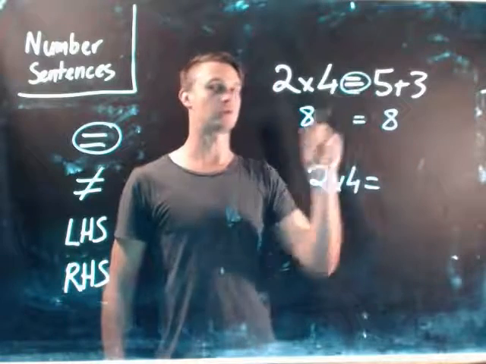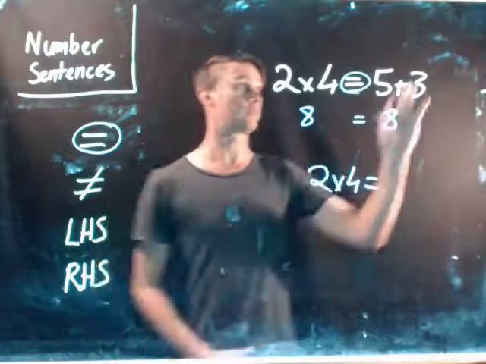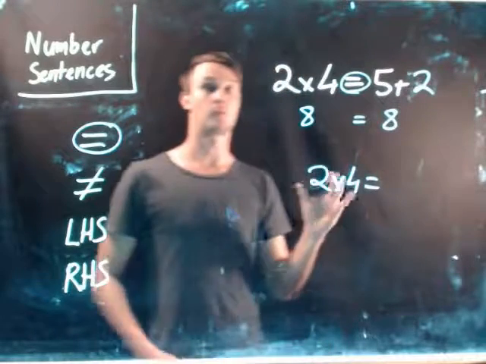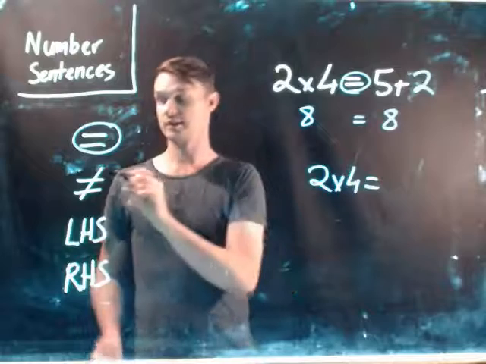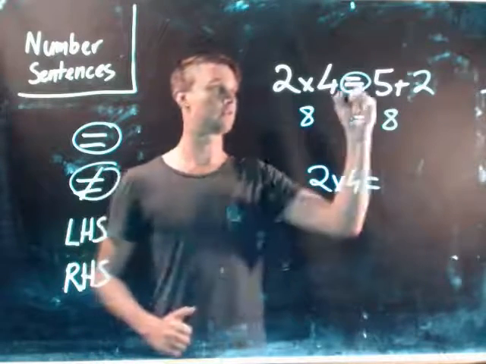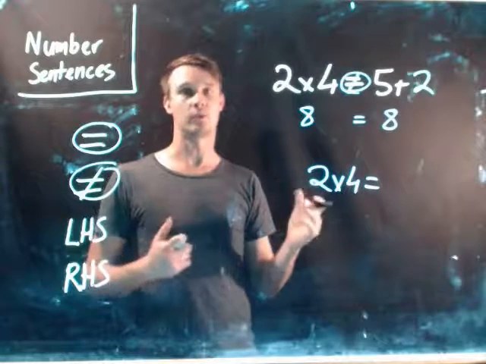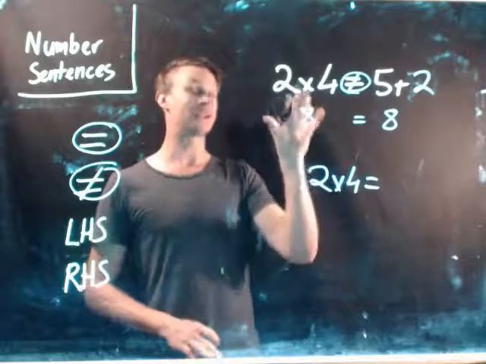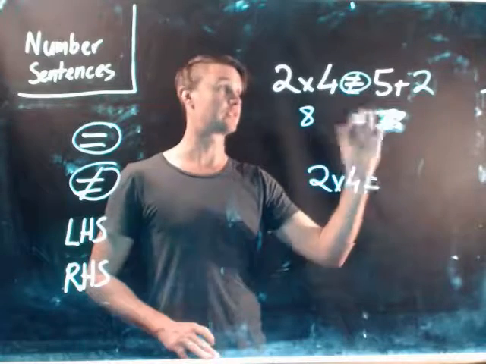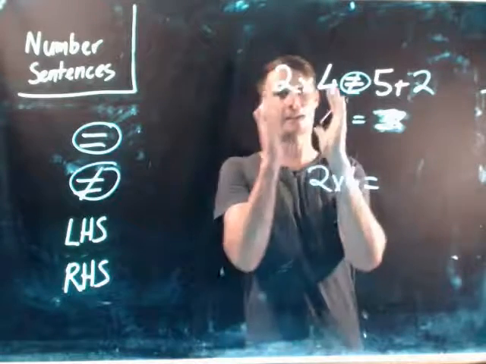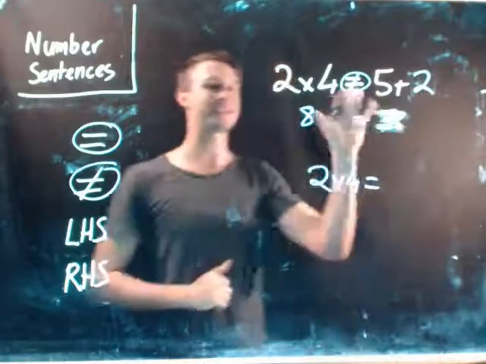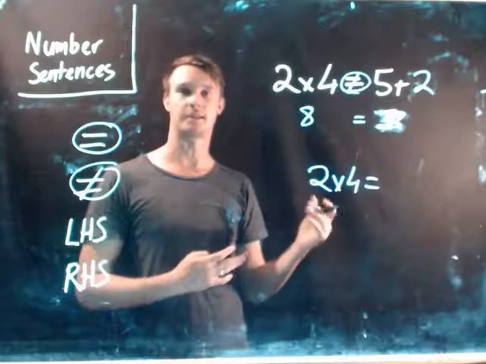So we have the equal sign. If it's not equal, for example if instead of 3 it was 2, then we use this symbol here. This symbol is just an equal sign with a line through it. That just means not equal or unequal. In this case that is true. So 5 plus 2 is actually 7 and not 8. So the left-hand side is not equal to the right-hand side. So we use that symbol when we're doing number sentences.